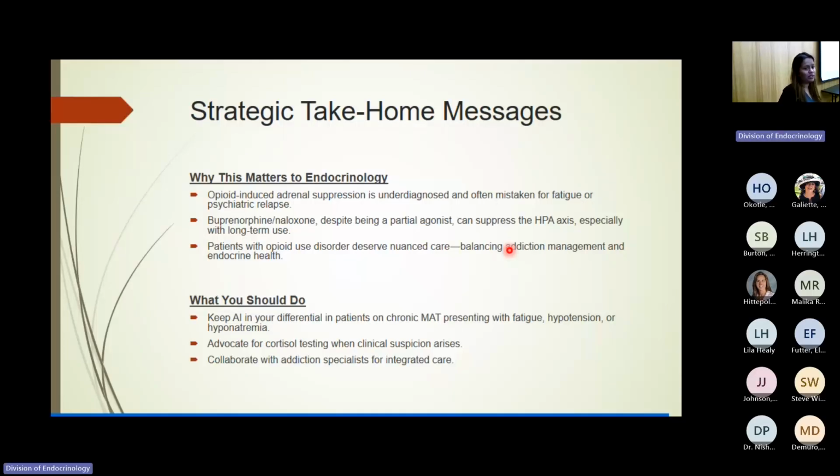And what should we do? Keep adrenal insufficiency in our differentials in patients on chronic MAT presenting with fatigue, hypotension, or hyponatremia. Like I said, that was the most common electrolyte abnormality we saw. Advocate for cortisol testing when clinical suspicion arises. And again, it's an 8 a.m. morning sample, not 4 a.m., not 5 a.m., not 10 a.m. 8 a.m. is the best one that we have based on the data, especially if we are deciding these things on the basis of that 8 a.m. cortisol level. Collaborate with addiction specialists, psychiatry teams, and internal medicine teams for integrated care, because these patients usually present to their inpatient or outpatient clinics, and that's probably why they are sometimes missed.